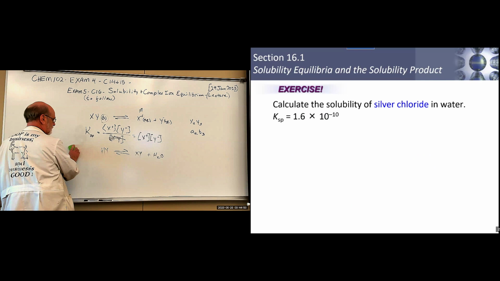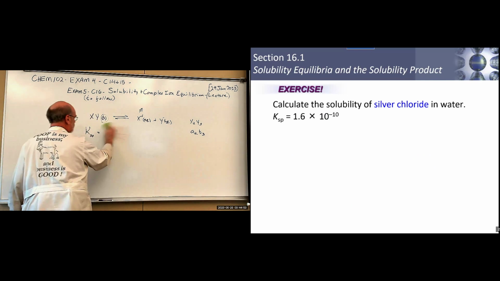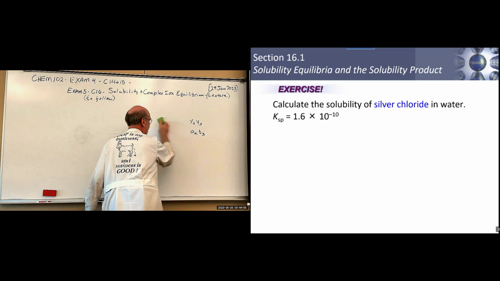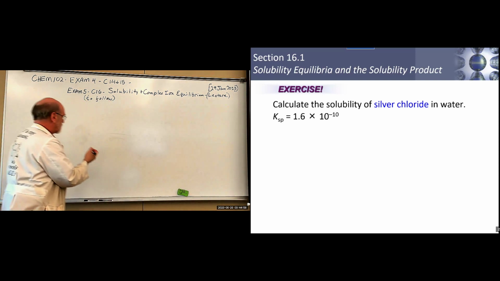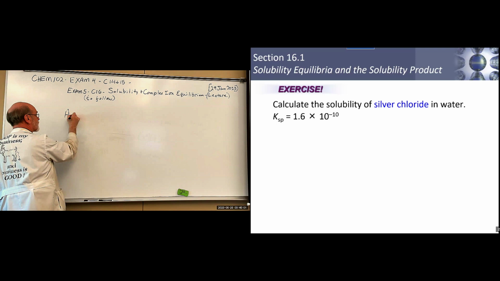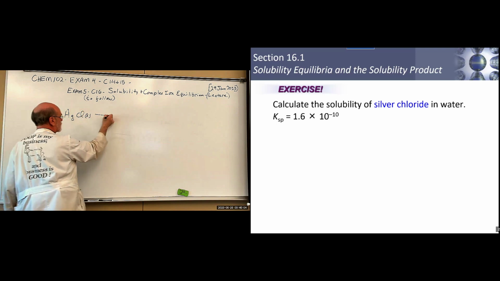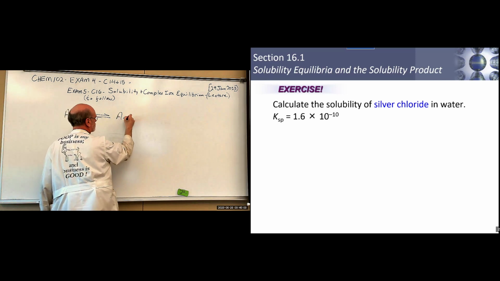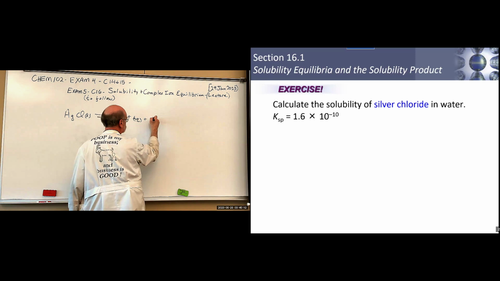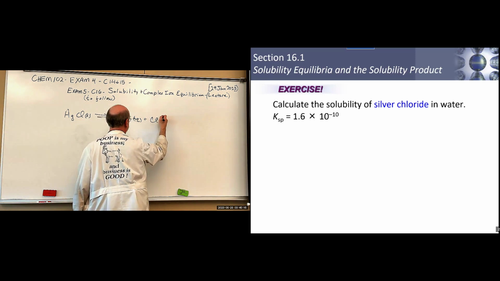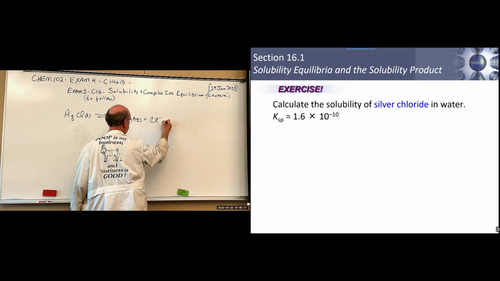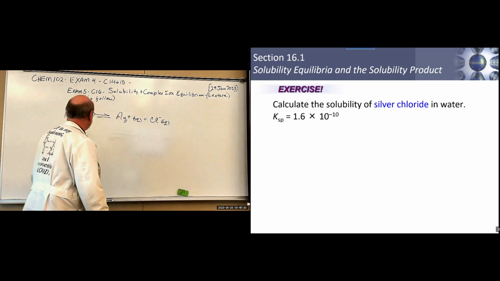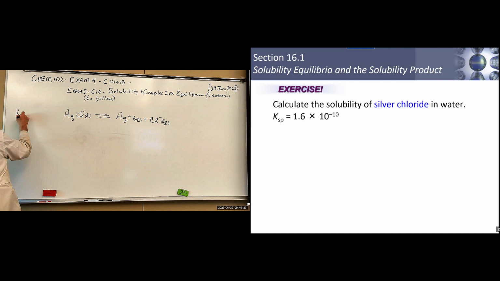All right. So let's do one here. Let's use silver chloride. And the expression for the solubility of silver chloride, of course, is going to be an equilibrium of the solid with this cation and this anion. And the solubility product is this one, says 1.6 times 10 to the minus 10.